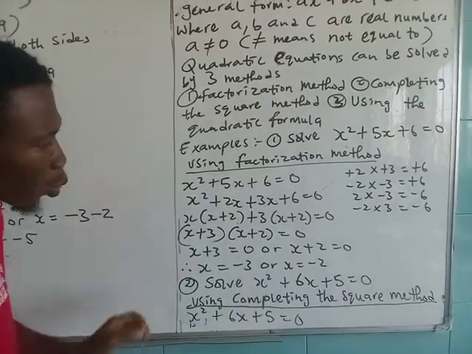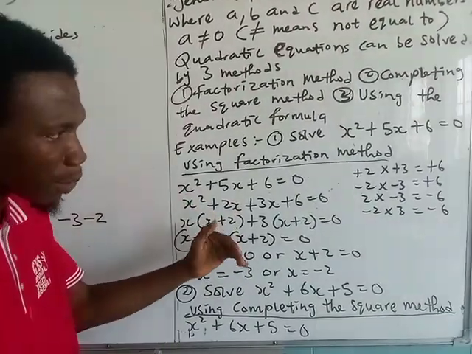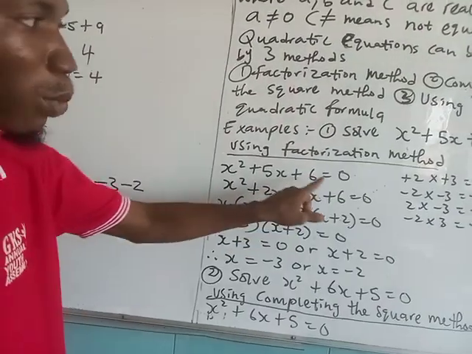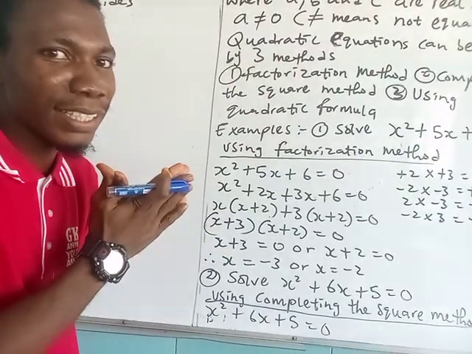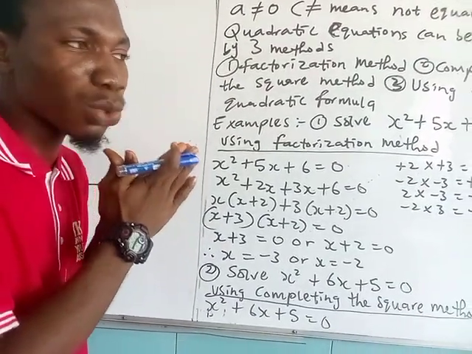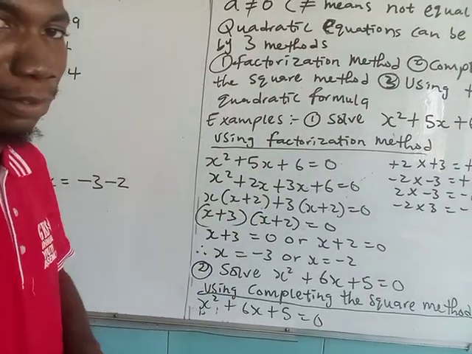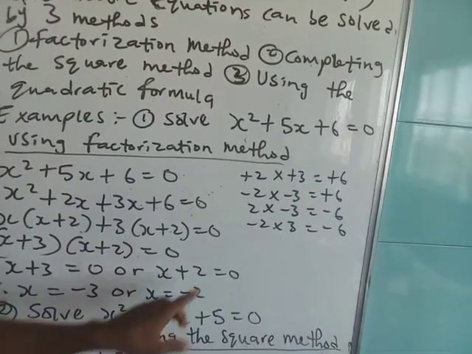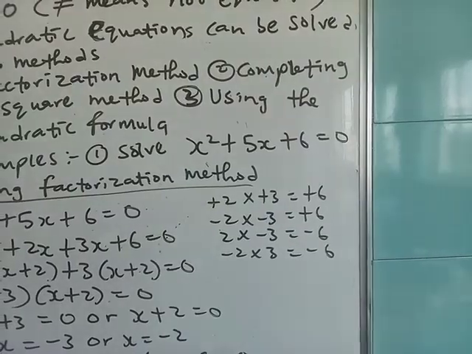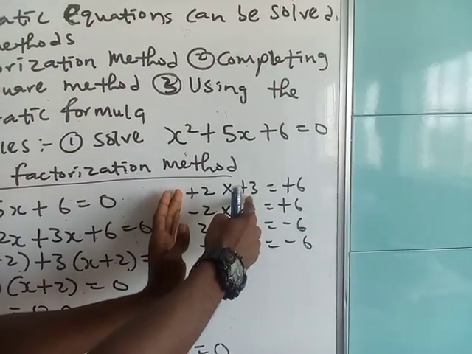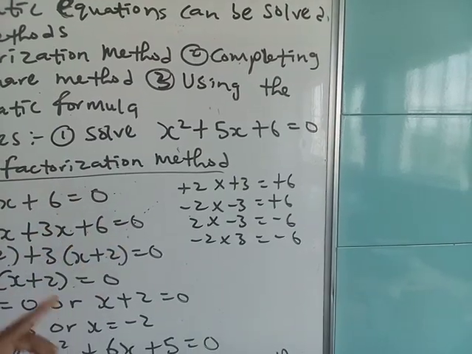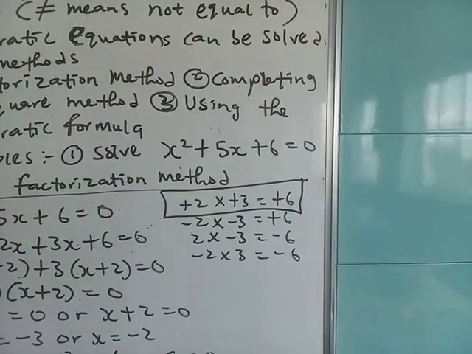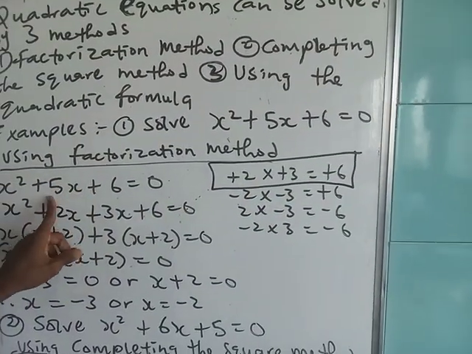What you do is look for numbers that when you multiply them, they give you plus 6, and when you add those same numbers, they give you plus 5. Now let us examine them. Some of these things I wrote here are to help us know the right one to use. Plus 2 times plus 3 will give you plus 6. If you add plus 2 and plus 3 together, it will give you plus 5. So this one is accepted to replace 5x.